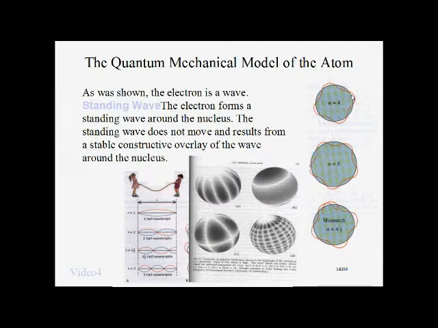So in the atom, we have the condition that the electron, when it meets itself, has to be in the same phase when it meets itself. So this limits the electron to only certain vibrations within the atom. And those vibrations we're going to call orbitals.